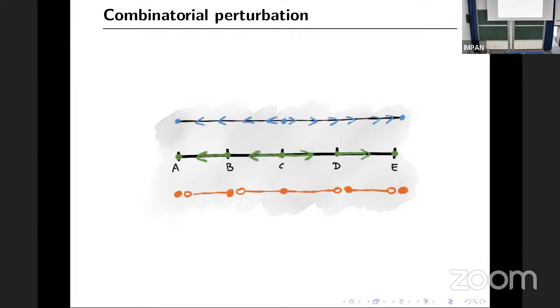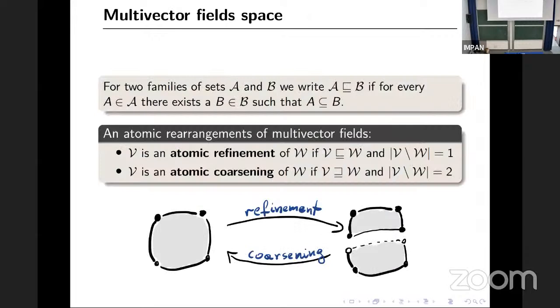So you can encounter merging of two multivectors into a single one, or you can have splitting of one multivector into two smaller ones. Those two operations are our combinatorial perturbations, and we call them atomic rearrangements. So again, we have two smallest things that might happen to our multivector field. We have atomic refinement, when one of the multivectors splits, or atomic coarsening, when two multivectors merge to form one bigger multivector.